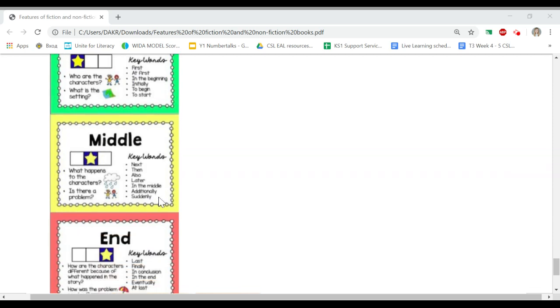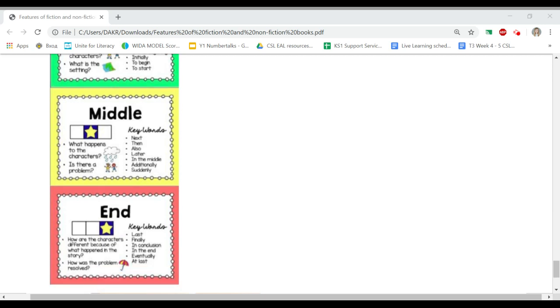The middle part of the story is actually what's happening to the characters in the middle of the story. If you remember the story mountain, that will be the top of the mountain. Is there a problem? Right, and here is some key language to use when you talk about the middle of the story, or some words that you can spot in your story to find the middle. Next, then, also, later, in the middle, additionally, or suddenly.